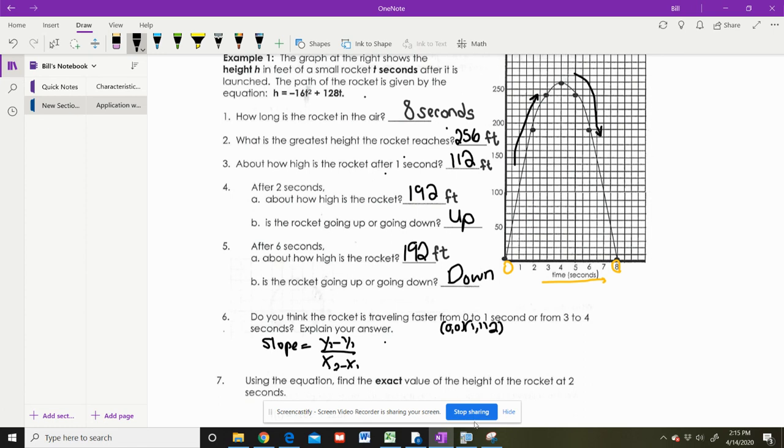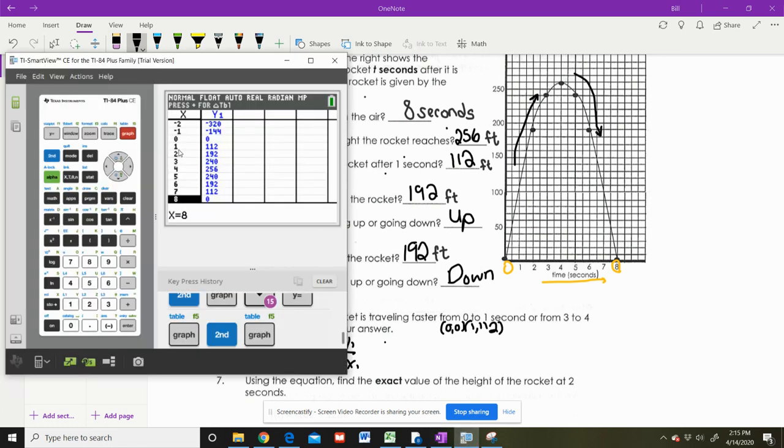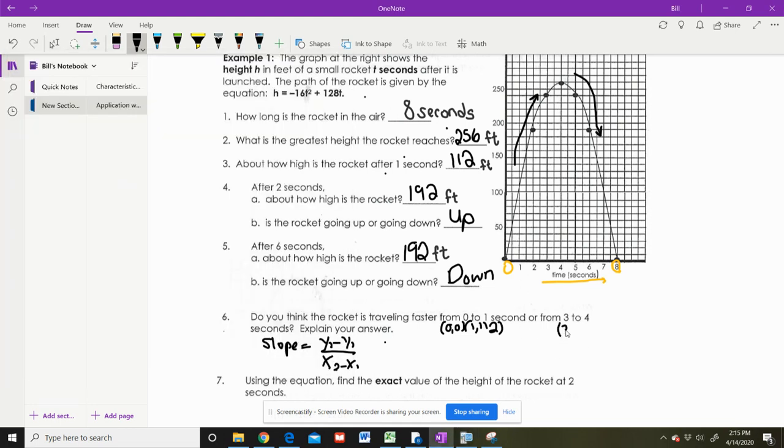And then from 3 to 4, let's just take a quick look there. So 3 to 4. So 3, 240, 4, 256. So it went from 3, comma 240, right to the next point, which was 4, comma 256.